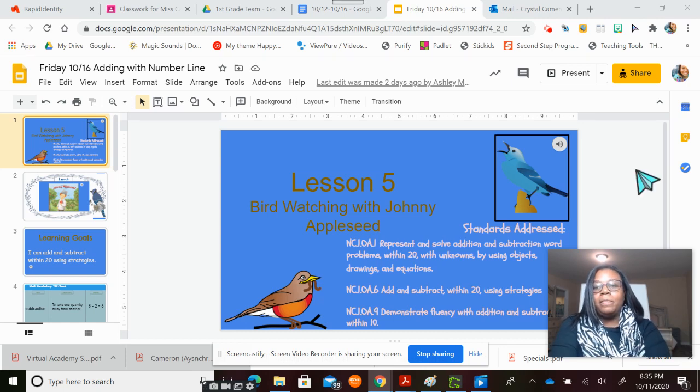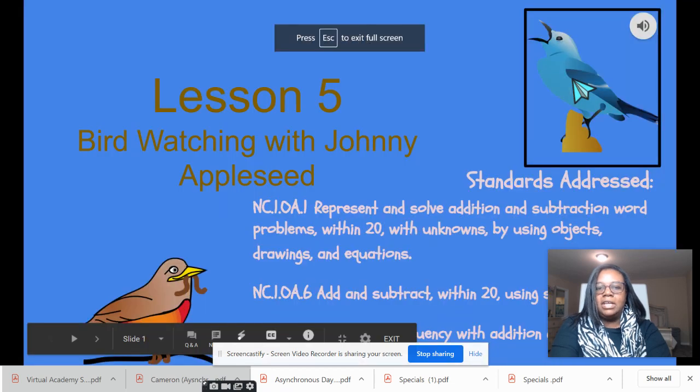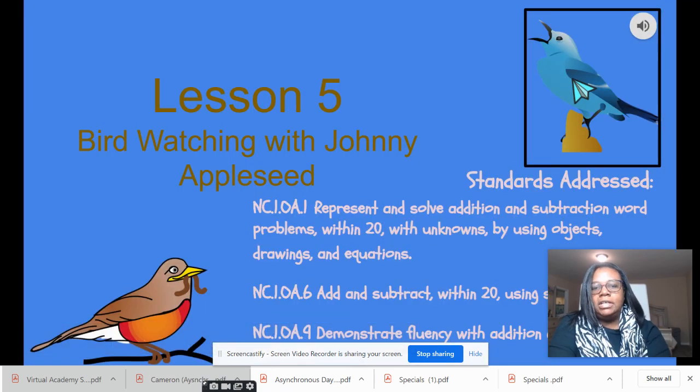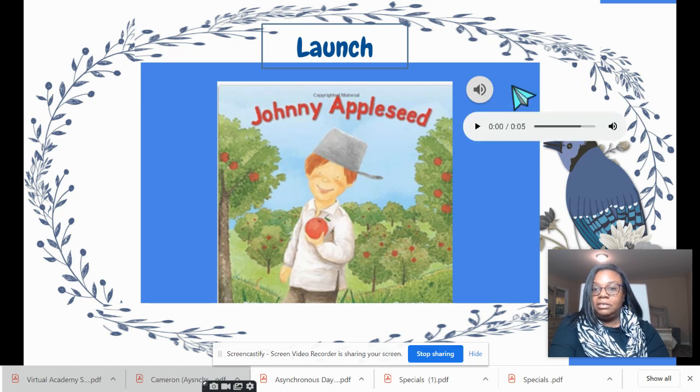So today we learned lesson 5. And in our lesson today, we're learning about the unknown. We're trying to solve for the unknown. So in lesson 5, we have bird watching with Johnny Appleseed. We are going to start today with a story, and we listened to a story about Johnny Appleseed today. Of course, if you click on the link, it will read the story to you.